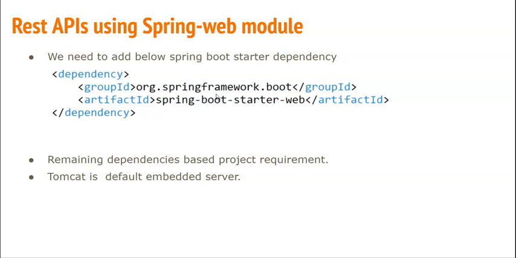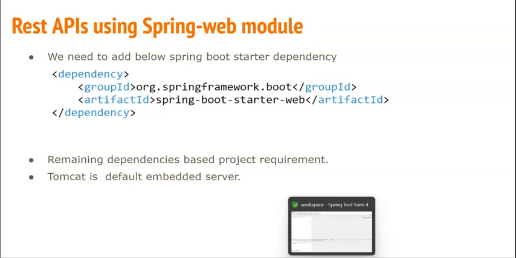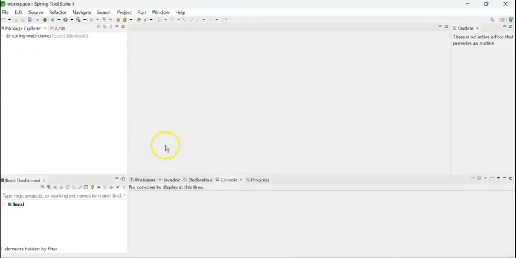Remaining dependencies we can add based on our project requirement, like database dependency, JPA dependency, and logging framework dependency. Like that we can add as per our project requirement. So by default we get Tomcat as the embedded server. Let me show you CRUD operations project using Spring Boot Starter Web.